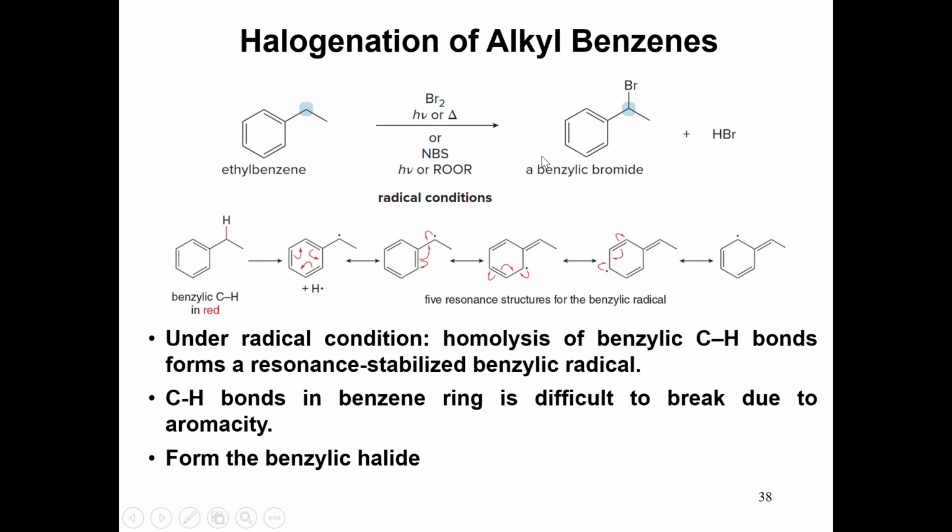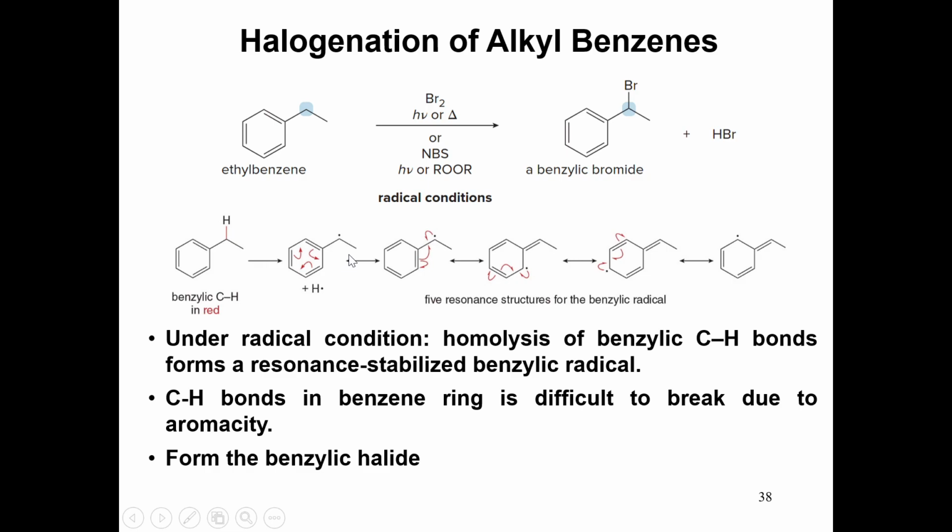When we do the radical bromination of alkyl benzene, the radical will attack this carbon here to form a radical. This is the structure. The radical attacks this hydrogen, and one electron stays here. Another electron goes to the hydrogen, and the hydrogen and the radical form something else. Yes, hydrogen added to the radical here.